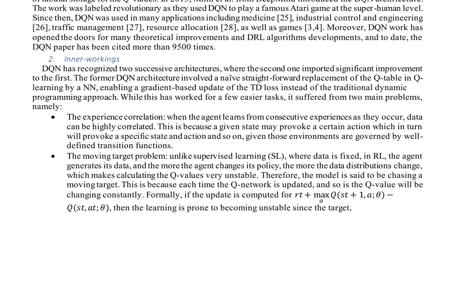The DQN architecture has undergone significant improvements, with the second iteration addressing two main problems: experience correlation, where consecutive experiences are highly correlated, and the moving target problem, where the data distribution changes as the agent updates its policy. In DQN, the Q network is updated using a gradient-based approach, minimizing the TD loss. However, this update can lead to instability, as the target Q value changes constantly. The update rule is formally represented as r_t plus gamma max_a Q(s_t+1, a; theta) minus Q(s_t, a_t; theta), highlighting the moving target problem.